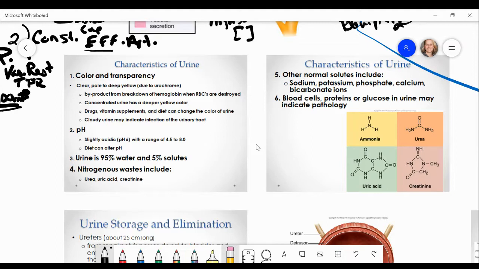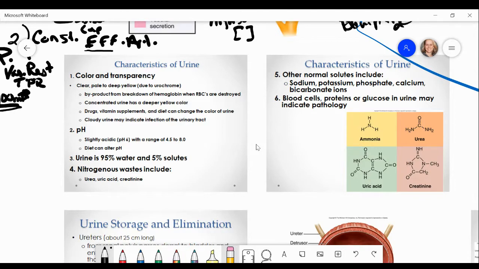So your pee may change a little bit in color depending upon some of those other molecules you take in, maybe because they're part of a drug or part of some food or some supplement. But for the most part, pee is normally yellowish in color.